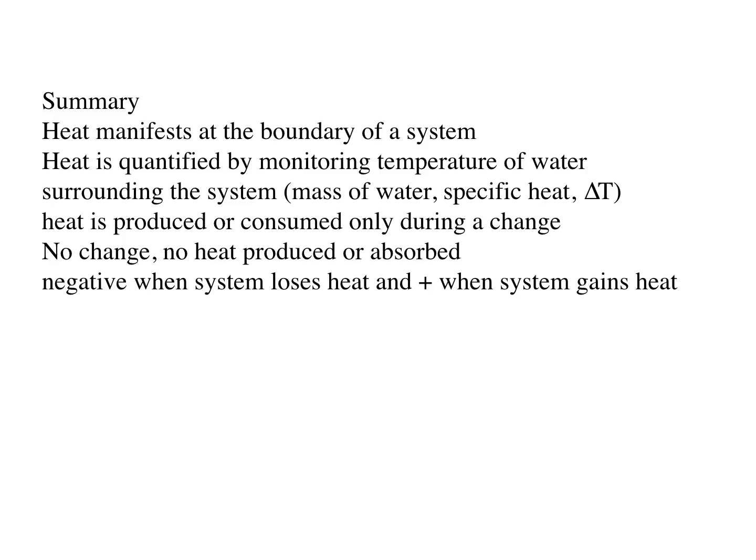Summary. Heat manifests at the boundary of a system. Heat is quantified by monitoring the temperature of water surrounding the system. Mass of water, specific heat, delta T are the variables. Heat is produced or consumed only during a change. If there is no change, no heat is produced or absorbed. This is really important to understand. The sign of heat is negative when the system loses heat, and it's positive when the system gains heat. So these are the important attributes we need to remember and keep really good track of.